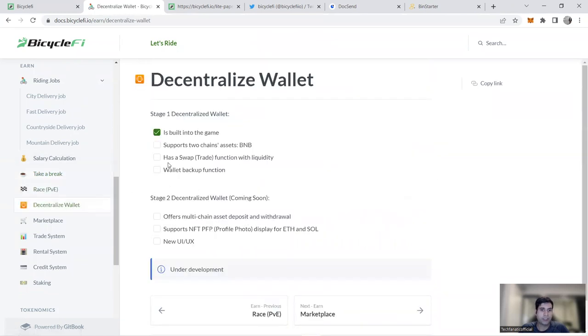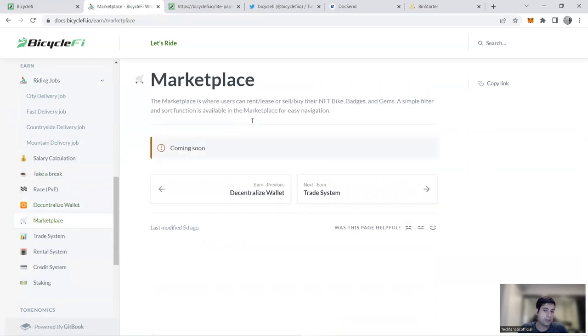You will have to use a decentralized wallet to be able to use this system. And it's going to be at stage one on BNB, but they're going to also go to Ethereum and Solana. They'll have a marketplace that you can earn for NFTs and badges.